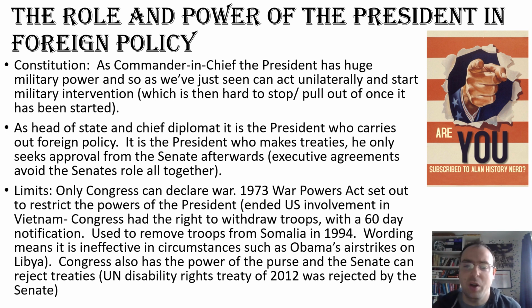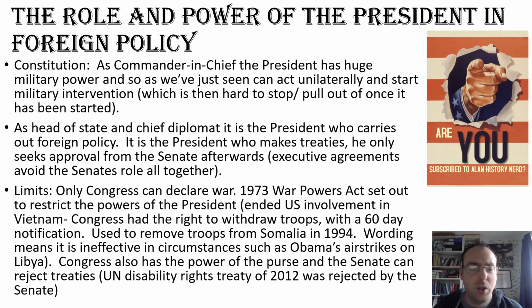There are limits on this, however. Only Congress can declare war. Yes, I know it was last done in 1941. There have been lots of wars since. There has been the 1973 War Powers Act, and this is really quite significant. First of all, it was used to end US involvement in Vietnam. And it gives Congress the right to withdraw troops with a 60-day notification to the president. And this has been used to remove troops from Somalia in '94 when Clinton was in power.